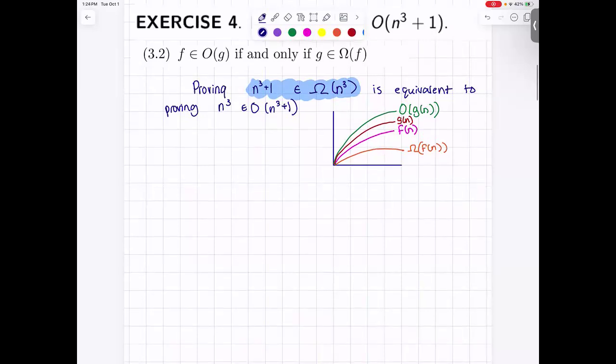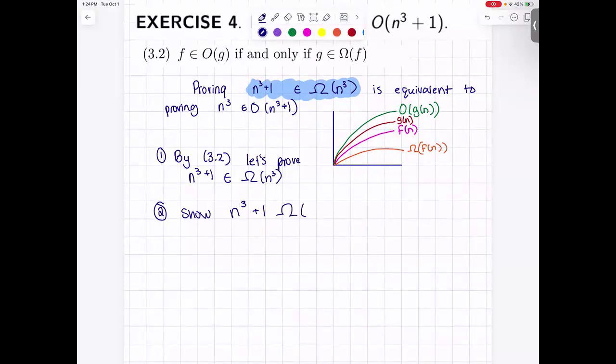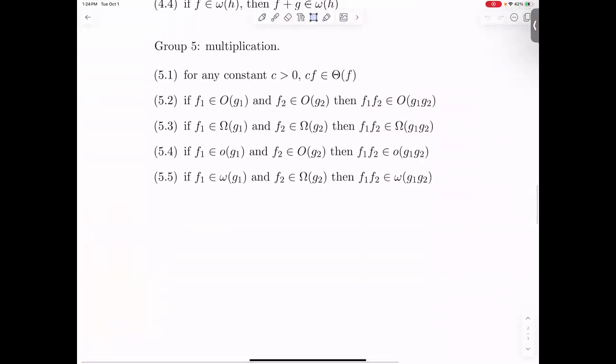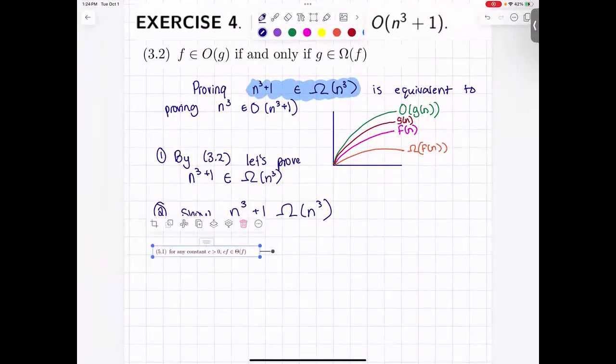So by property 3.2, let's prove that n cubed plus 1 is in big omega of n cubed. The next thing we have to do is find a way to show that this is the case. So let's show how we know n cubed plus 1 is in big omega of n cubed. Let's start by looking at another property, property 5.1. Let's pick that up and flop it back over here so that we can use it in our example.